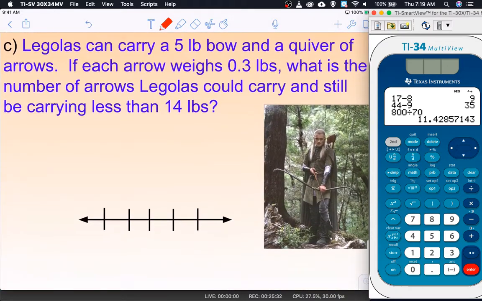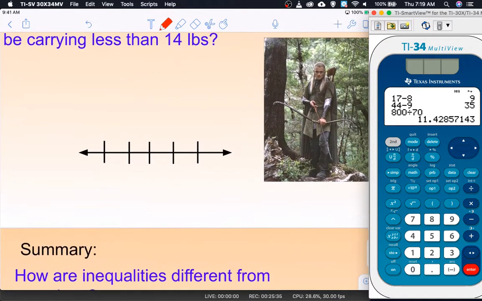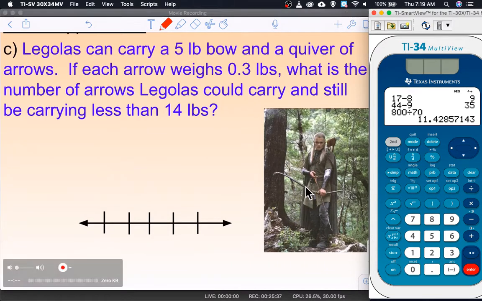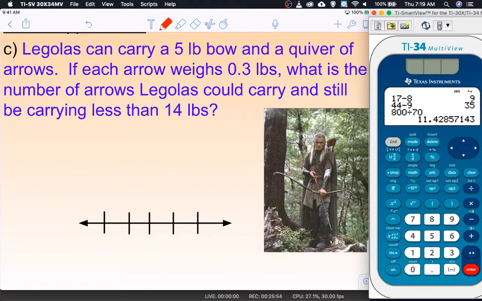Okay, last of these, I believe. Yep, last problem. Legless can carry a 5-pound bow and a quiver of arrows. If each arrow weighs 0.3 pounds, what is the number of arrows Legless could carry and still be carrying less than 14 pounds? I mean, he's an elf, he's got to run through the forest, so he can't carry too many things. He's got to be light. So why don't you go ahead, pause the video, write out your verbal model, write out your inequality, and solve this problem if you can, please, including your graph.